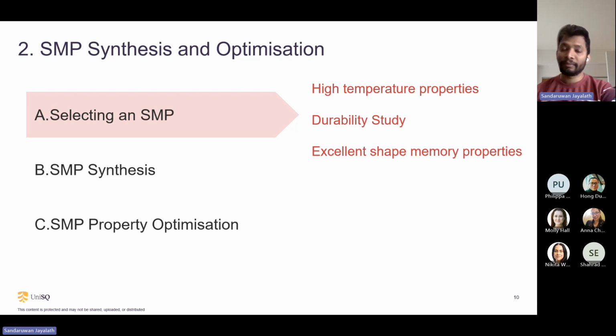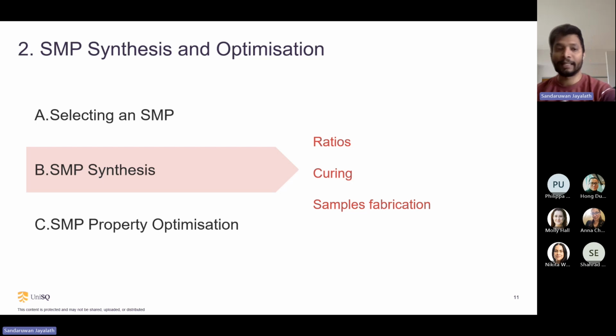Because of that, we have to check for shape memory polymers capable of withstanding that kind of temperatures. We also had to go through a huge number of literatures for durability studies, to see which of the existing shape memory polymers are capable of doing that. It should also have excellent shape memory properties to recover back into its original shape. We have done that, and I will explain it later in the slides.